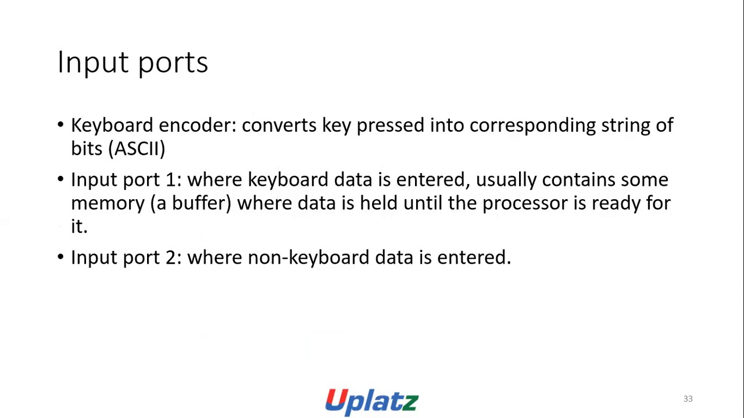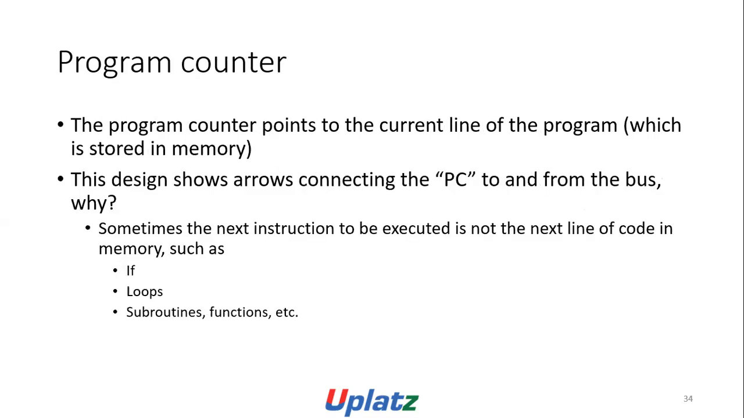Input ports. The keyboard encoder converts the key pressed into the corresponding string of ASCII. Input port 1, where keyboard data is entered, usually contains some memory, a buffer, where data is held until the processor is ready for it. Input port 2 is where non-keyboard data is entered.